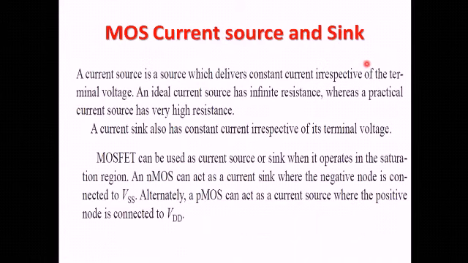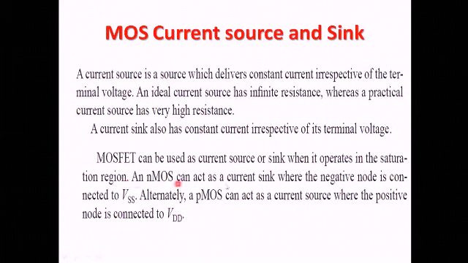Now let us go to the next slide, that is the MOS current source and sink. A current source is a source which delivers constant current irrespective of the terminal voltage. An ideal current source has infinite resistance, whereas a practical current source has very high resistance. A current sink also has constant current irrespective of its terminal voltage. A MOSFET can be used as a current sink or source when it operates in the saturation region.